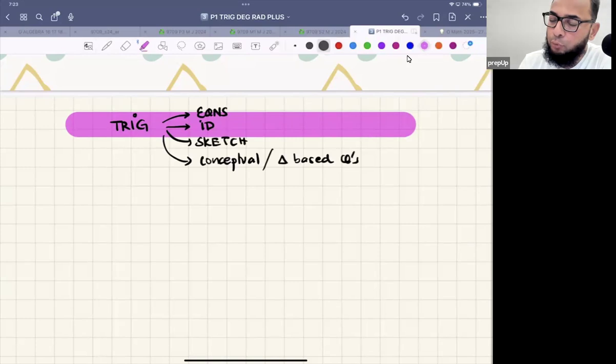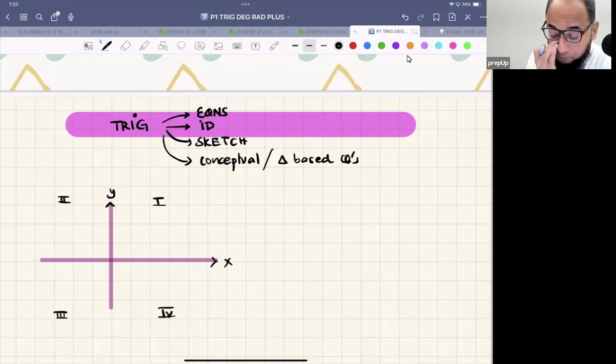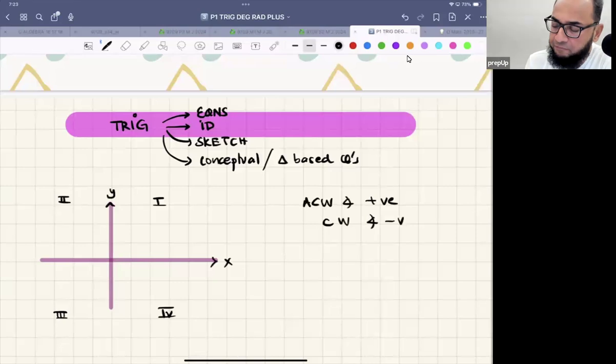Now, the next thing that I want to focus on is that when we talk about the quadrants, there are four quadrants that we talk about: the first, the second, the third and the fourth. This is the positive x-axis. This is the positive y-axis. We know that anti-clockwise angles are positive. Therefore, clockwise angles are negative.